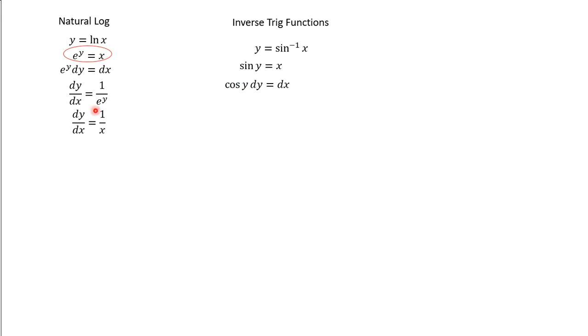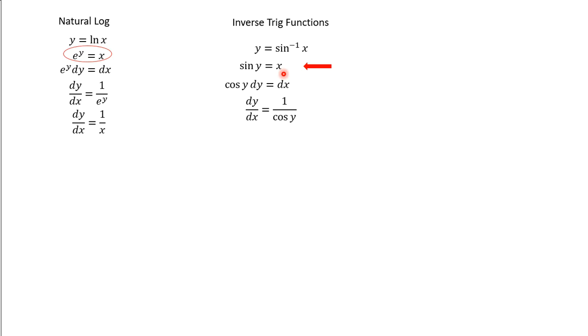We're going to divide, just like we did over here. We'll have 1 over cosine y. But we don't want y in the equation because it's y equals to start out with. So we don't want y. So how could we figure out what cosine of y is? Well, we're going to go back up to this step. We know that sine of y equals x.